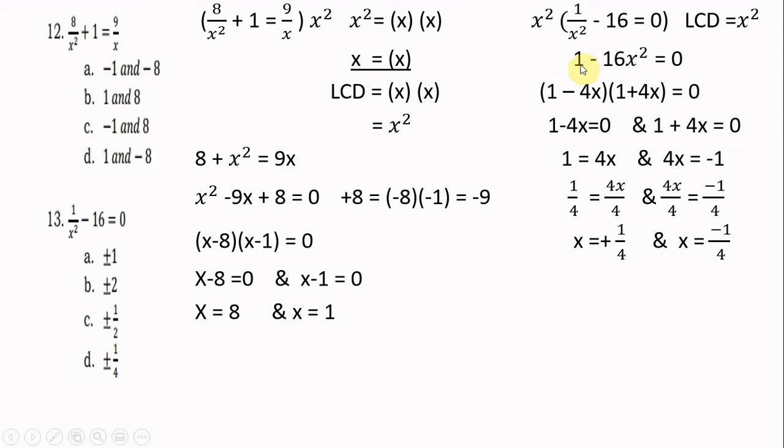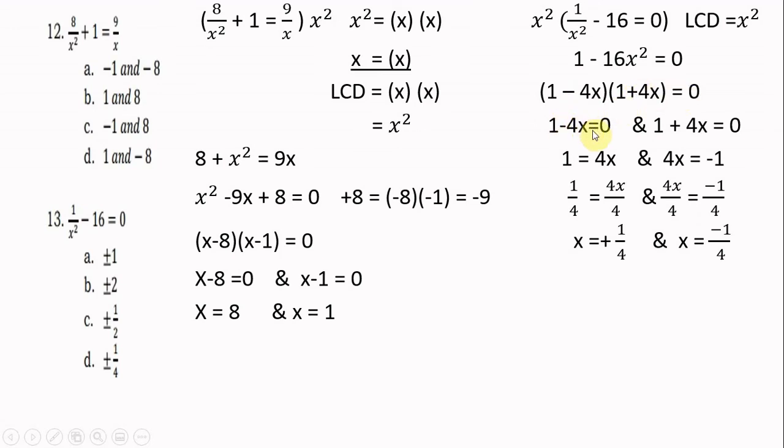Now, if you notice, 1 is a square number, 16 is a square number, and x squared is a square also. So therefore, the factoring of this one is a difference of squares. Okay, that's 1 minus 4x times quantity 1 plus 4x equal to 0. Now, we will equate each of these factors to 0.